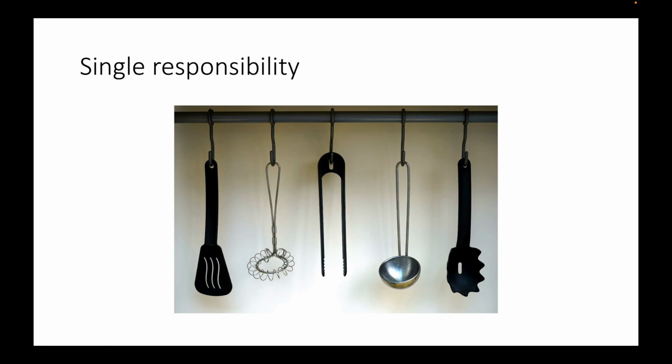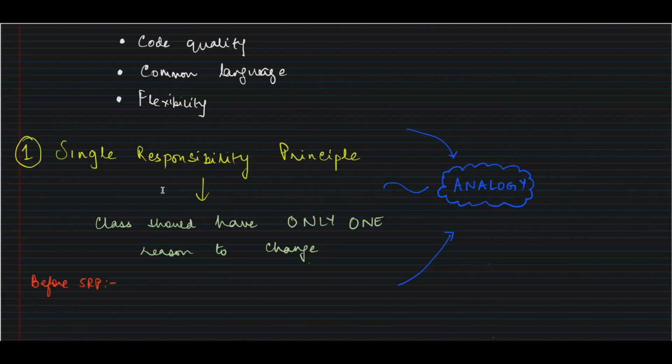Let each of your tools, or each of your classes, or each of your modules in the software deal with one responsibility only, and let it not mix up. We cannot use those tools interchangeably for different types of responsibilities in the kitchen. Okay, so now let's move to the official definition. The official documentation of the Single Responsibility Principle states that a class should have only one reason to change.